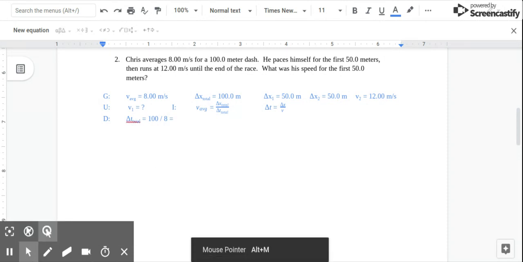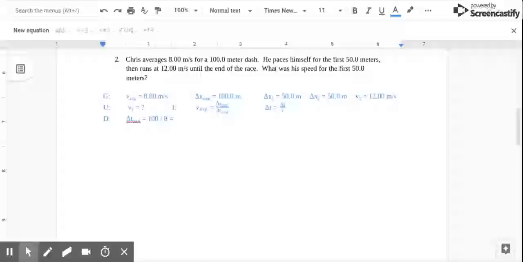When I go to my calculator, I'm going to do 100 divided by 8. I get 12.5, which works because I should have written 100.0 divided by 8.00. This one has 3 sig figs, this other one has 4, so I'm going to write my answer in 3 sig figs, which is 12.5 seconds. So that I found first.